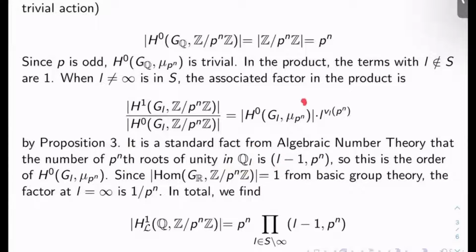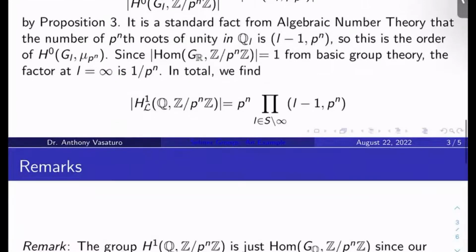And so this is the order of this guy. This is this order here. It's the order of H0 G sub L mu sub P to the N. Since the size of Hom G sub R Z mod P to the NZ is just 1 from basic group theory, the factor at L infinity in the product is just 1 over P to the N. And so putting all of this together and applying our product formula, we find the following.